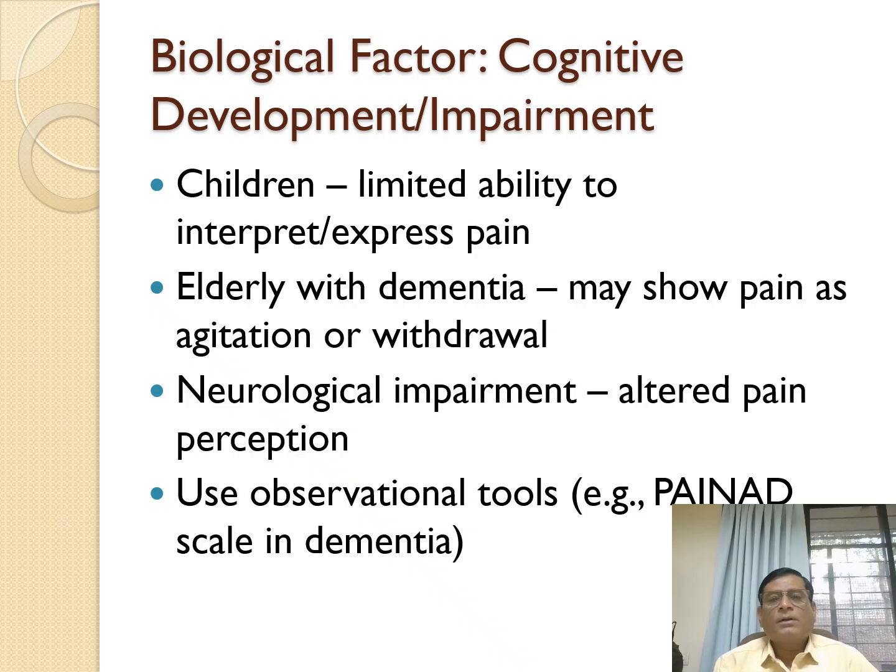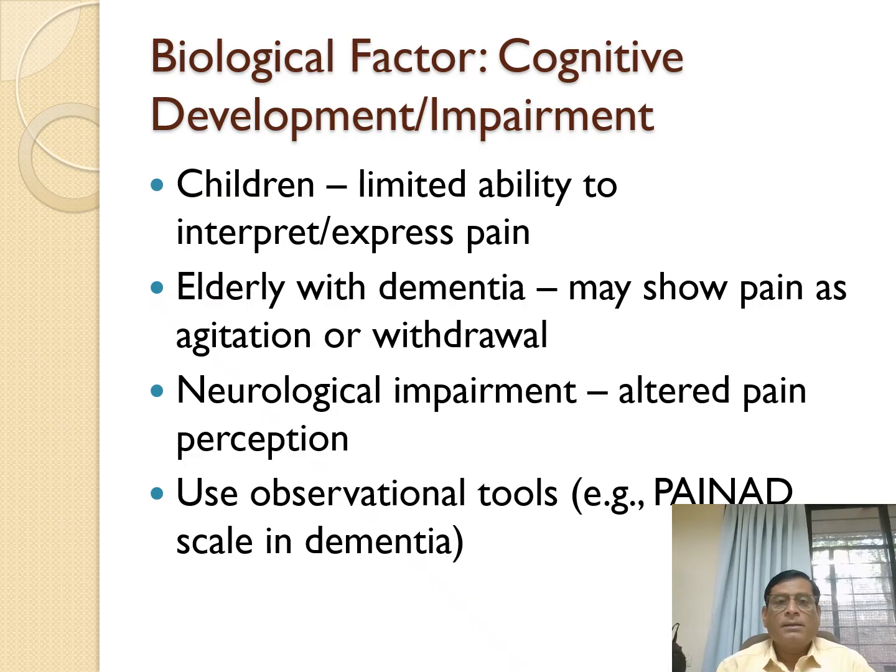The third important parameter in biological factor is cognitive or developmental problems or impairment. Children have limited ability to interpret and cannot express pain properly. Whereas elderly with dementia, this is again a developmental problem, because as old people grow, there are chances that they may have dementia. They may show pain as agitation or withdrawal. Because of dementia, they will get agitated. They may not be having pain, but they have agitation.